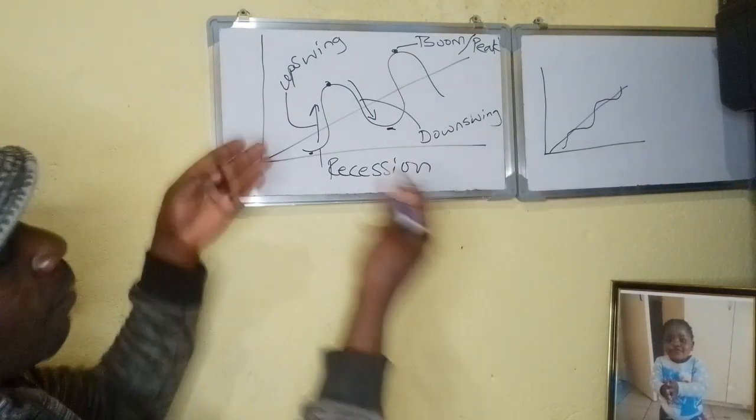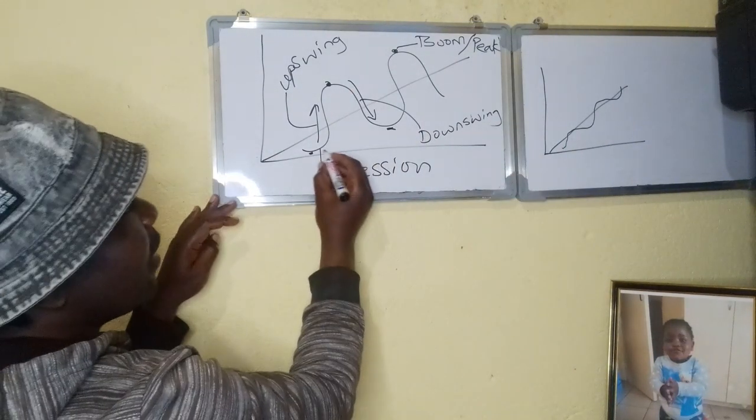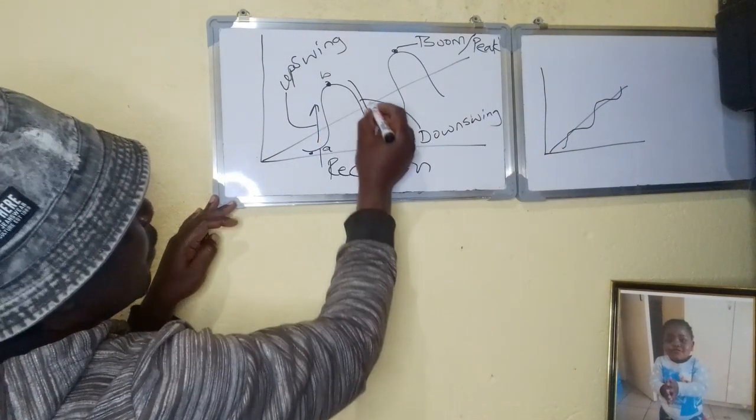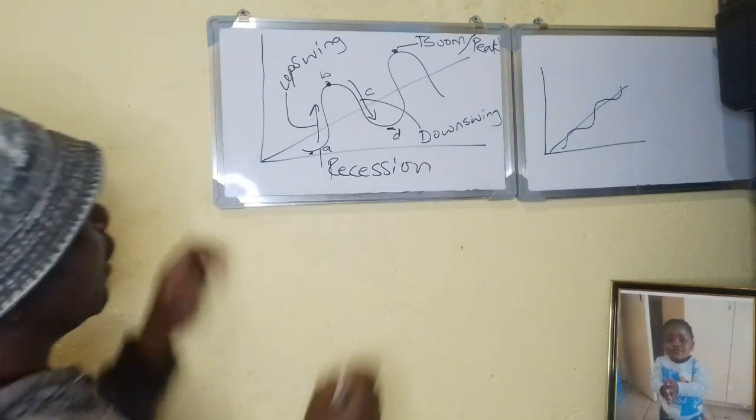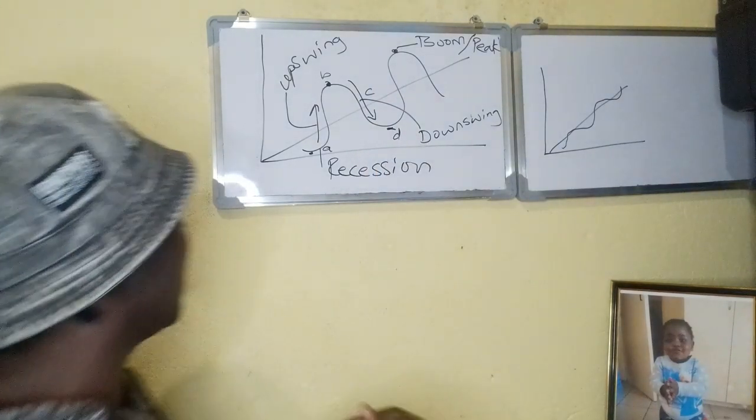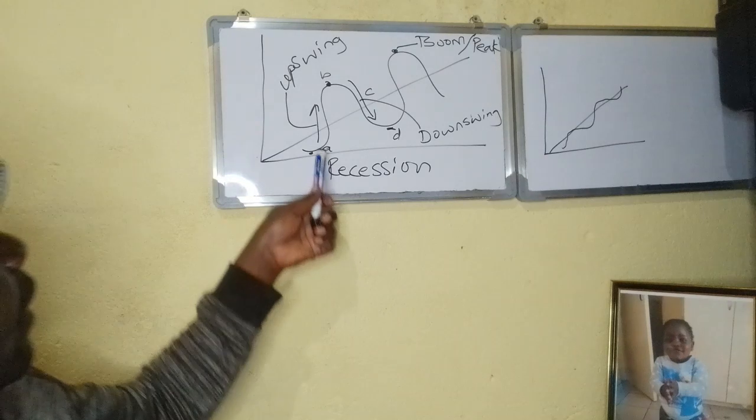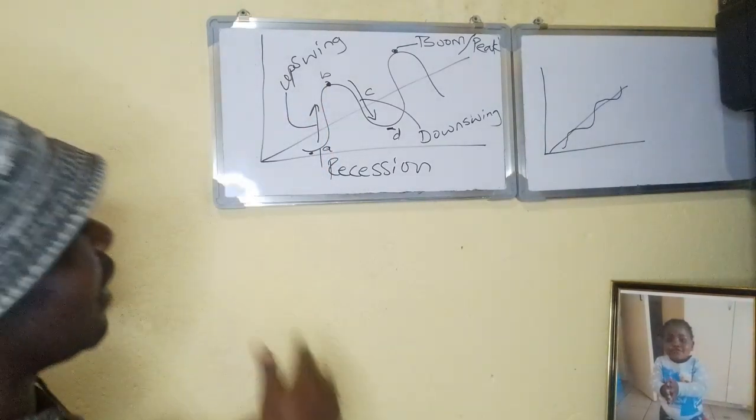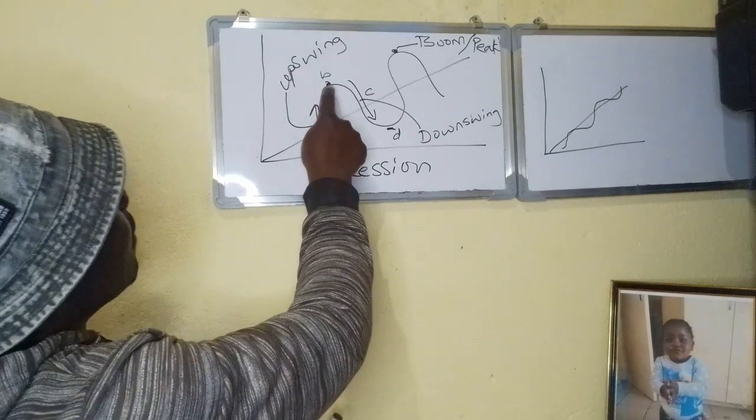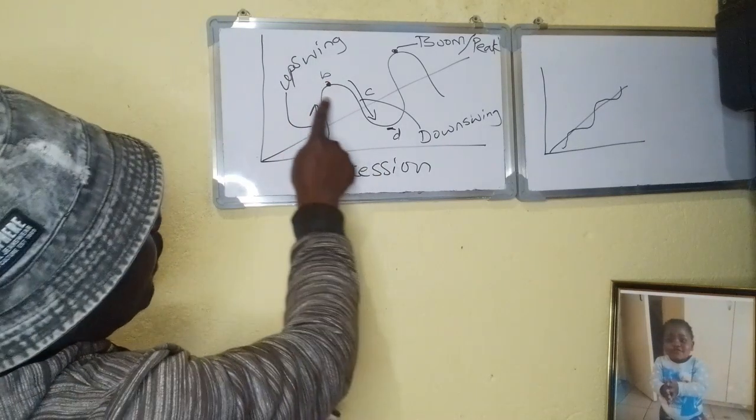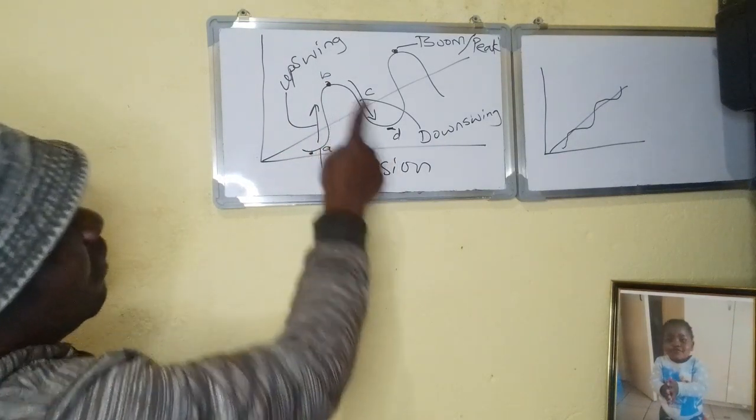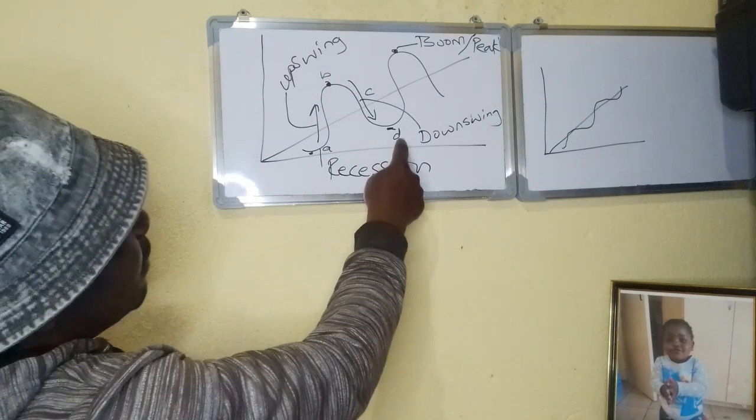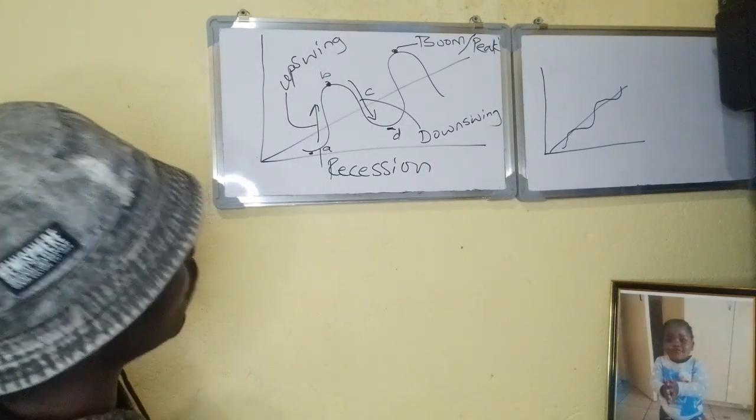So when you are supposed to be showing this, you will maybe say A, B, C, D. And then in your information, you'll be saying, at point A, the economy is at recession. Between point A and point B, the economy is at upswing. Between point B and D, which is actually C, the economy is at a downswing.